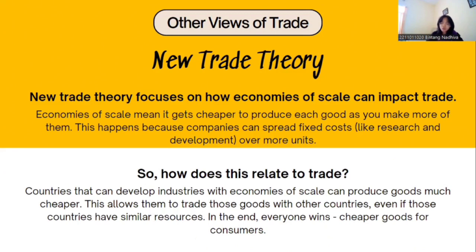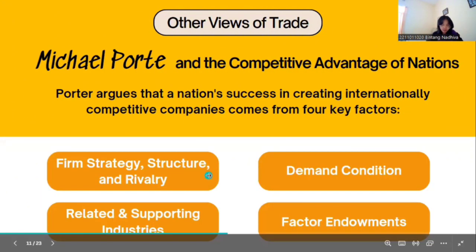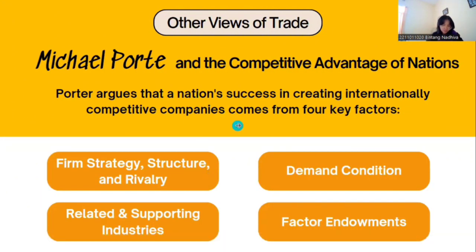even if those countries have similar resources. In the end, everyone wins. Cheaper goods for consumers. Yes, this is Michael Porter and the competitive advantage of nations. Porter argues that a nation's success in creating internationally competitive companies comes from four key factors.